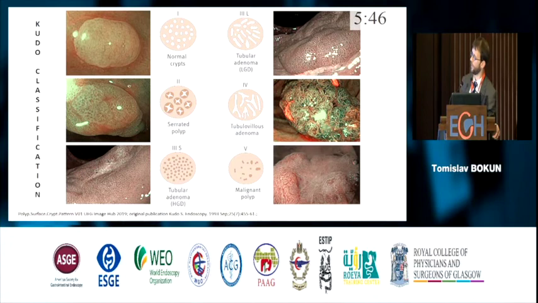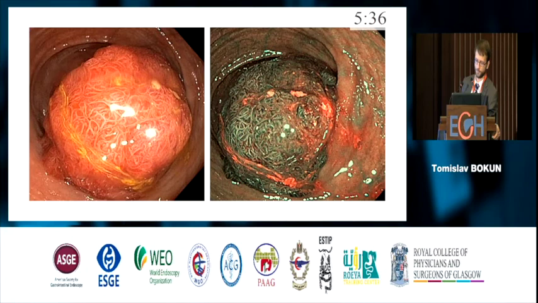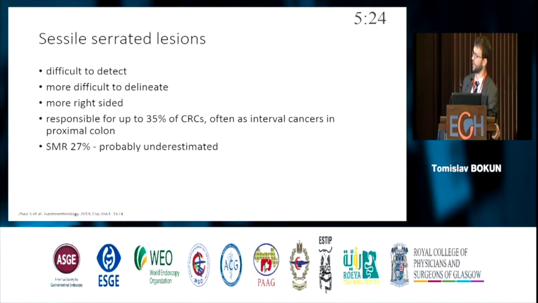no regularities. So this is the Kudo pit pattern that we can use, and many actually use it and describe it for polyps that they found. Again, the same polyp, Kudo classification, branch-like surface pattern. So this is Kudo 4 classification.